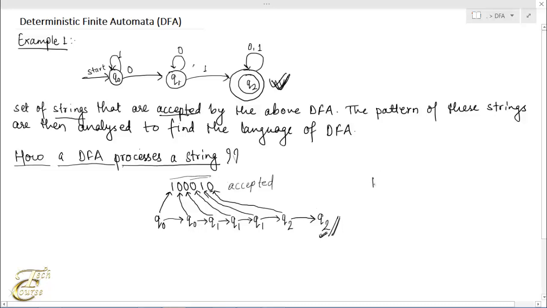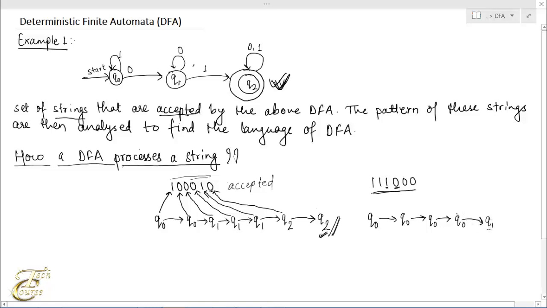Let us take another example, 1 1 1 0 0 0. To determine whether this string is accepted or rejected by the above DFA, we have to process it. Here the initial state is Q0. In Q0 it reads the symbol 1, which leads it to the state Q0, and from Q0 it reads the next symbol 1 and the state does not change, so Q0. Similarly, from Q0 it reads the next symbol 1, still the state remains the same, Q0. And from this Q0 state it reads the next symbol 0, which changes its state to Q1.